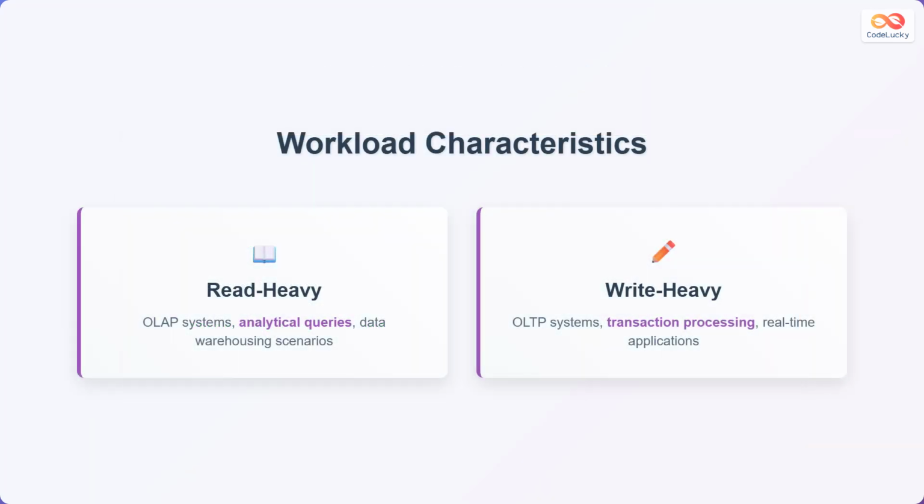Let's explore different workload characteristics that are crucial in database benchmarking. One type of workload is read-heavy, commonly found in online analytical processing, often called OLAP systems, analytical queries, and data warehousing scenarios. The other is write-heavy workloads, typical of online transaction processing, often called OLTP systems, transaction processing, and real-time applications.